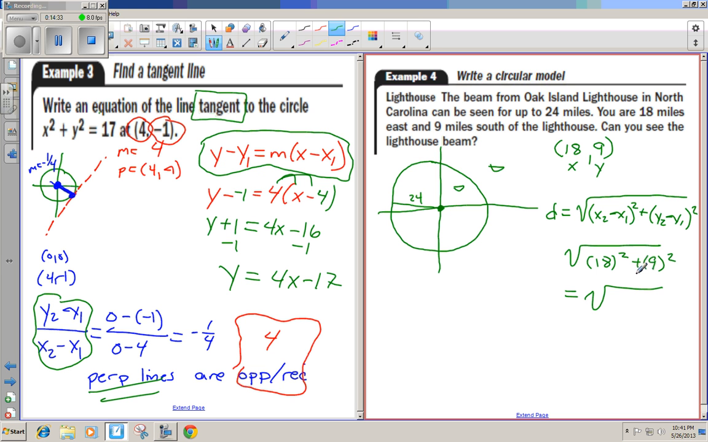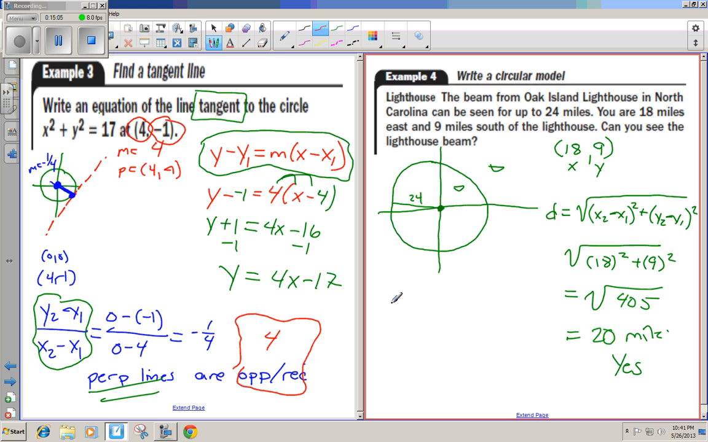18 squared plus 9 squared. Make sure that's the square root of 405. And when you square root that, you see that it is basically 20 miles. So 20 miles. Is that within? Can they see it? You would say yes, because you can see the thing from 24 miles away. You're at 20 miles, so you absolutely can see it.